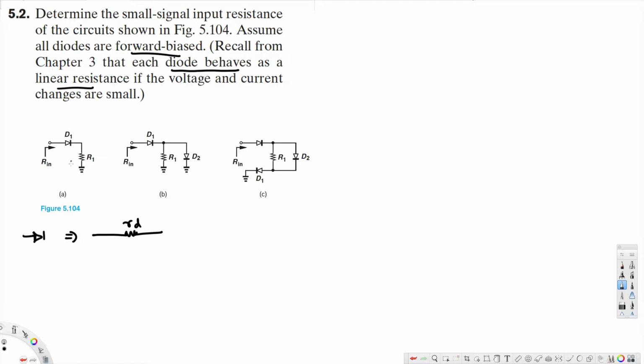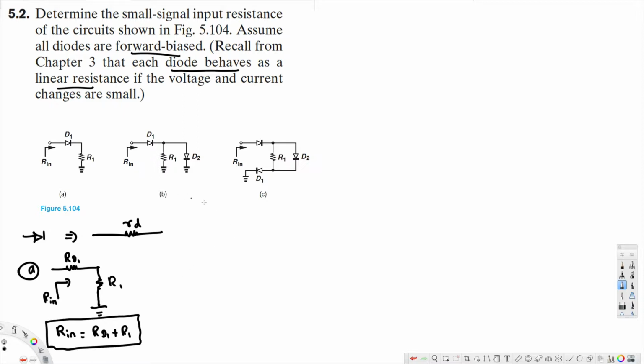Now for the first one, A, we have this diode. If we replace that one with a resistance, it is going to look like this. Let's name this one RD1 and this is R1. Here we have Rin. Since all of them are in series, we can directly add them. So Rin is equal to RD1 plus R1. That's the answer for the first one.